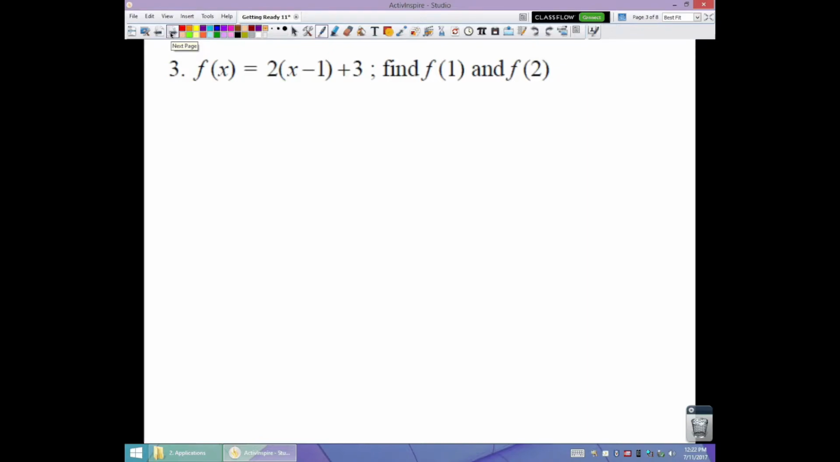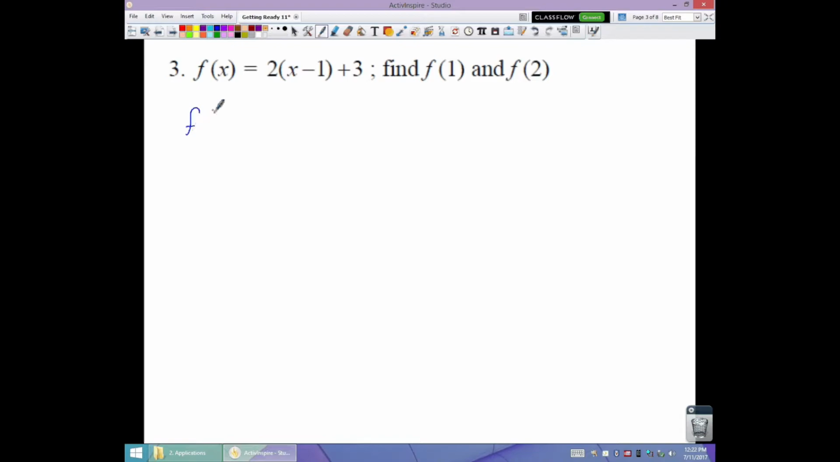Number 3, now this equation has some extra parentheses. It almost looks like it's a recursive equation because of the x minus 1. It is not. Recursive would have to say f of x equals f of x minus 1. This is just parentheses like distributive property in our equation.